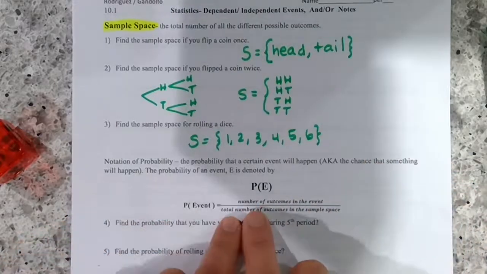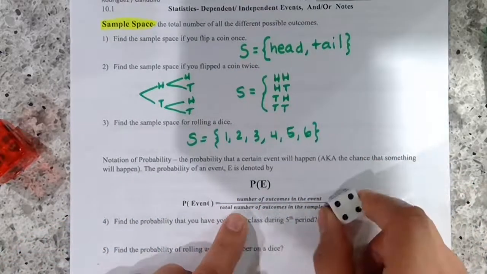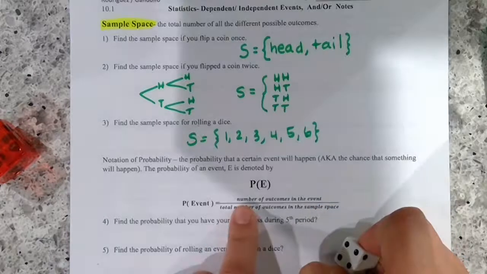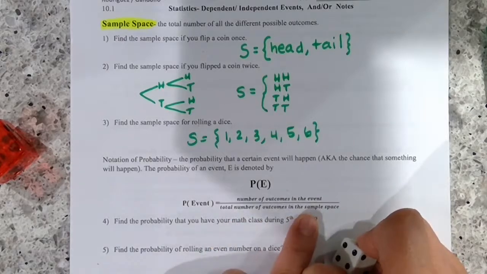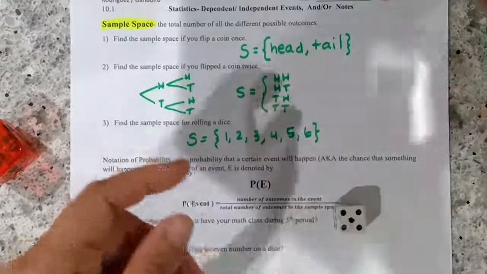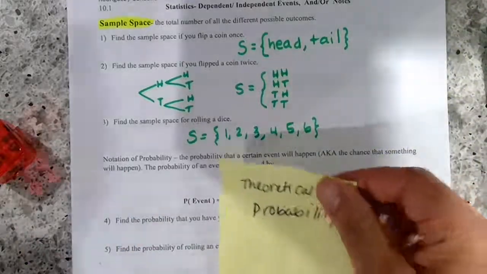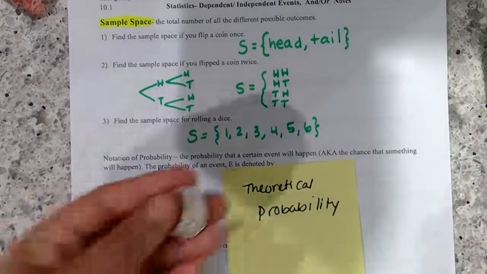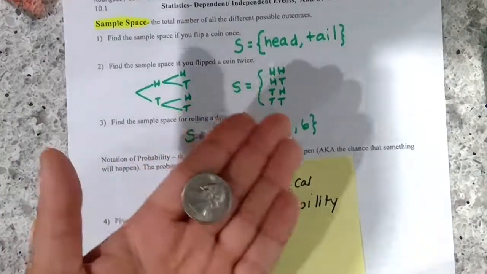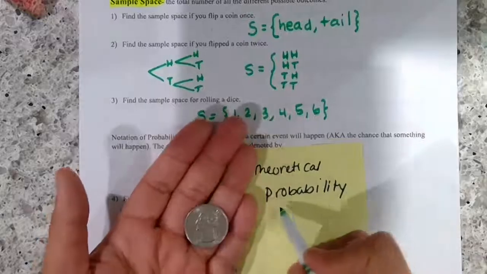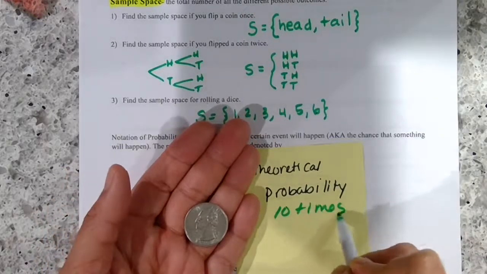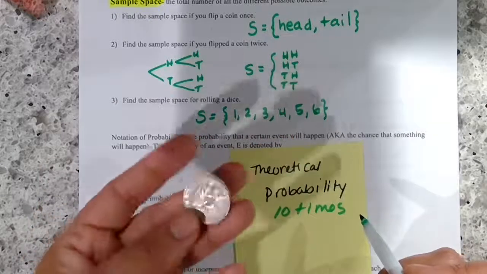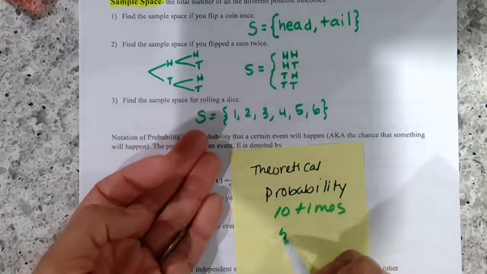It is the number of outcomes in the event that you want. So in this case, if I roll a 4, I only have one outcome out of the total number of outcomes. And there's 6. So when we're doing this, this is actually theoretical probability. Theoretical probability says, if I were to flip this coin 10 times, how many heads should I get and how many tails should I get?